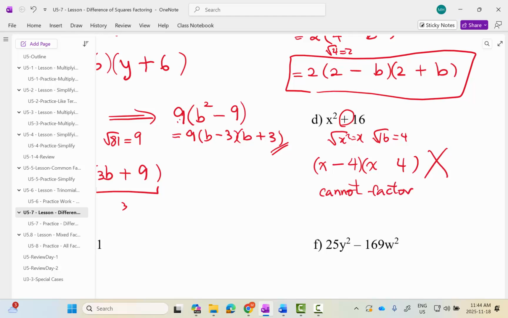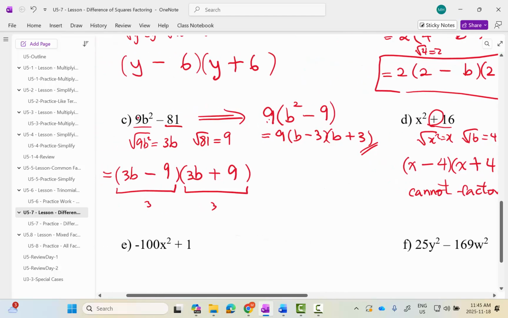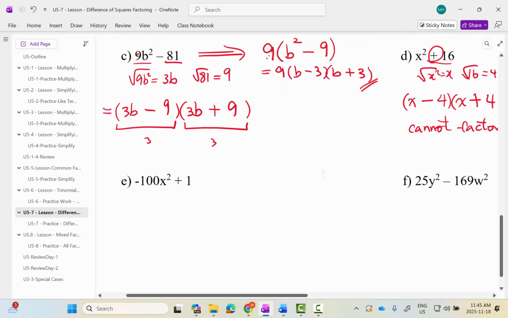Because remember, the problem is, if you make one negative and one positive, why is that wrong? Because negative 4 times positive 4 gives you negative 16, right? But I want a positive 16, not a negative 16. Do you understand? So that doesn't work. So you cannot factor this one. All right, that was a trick question. Yeah, just leave it like that.